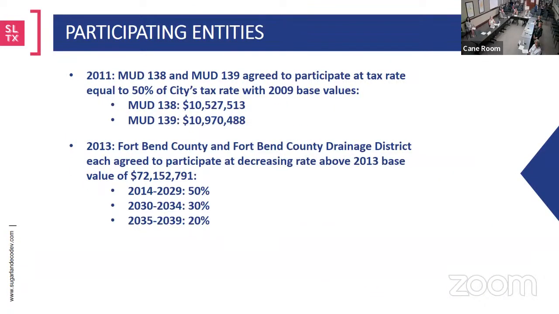Participating entities. Next we'll review the taxing entities that participate in the zone. The tax increment revenue generated by the zone participants will help fund the implementation of the project plan. In 2011, both MUD 138 and 139 agreed to participate at a tax rate equal to the city's 50% with the 2009 base values. They're showing the base values that each entity is participating at. And then in 2013, Fort Bend County and the County Drainage District each agreed to participate at a decreasing rate above the 2013 base value. As you'll see, depending on the time frame, it does decrease until we get down to the expiration at 2039 for those.